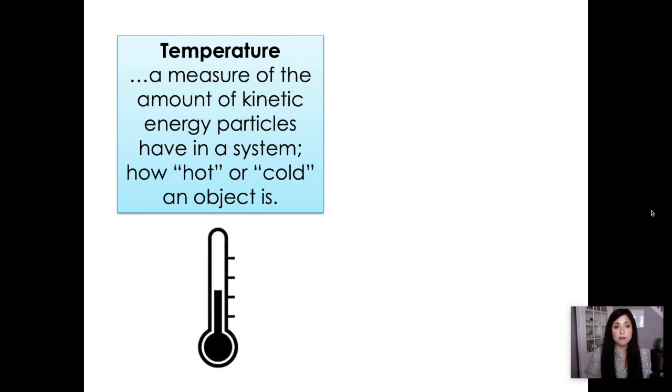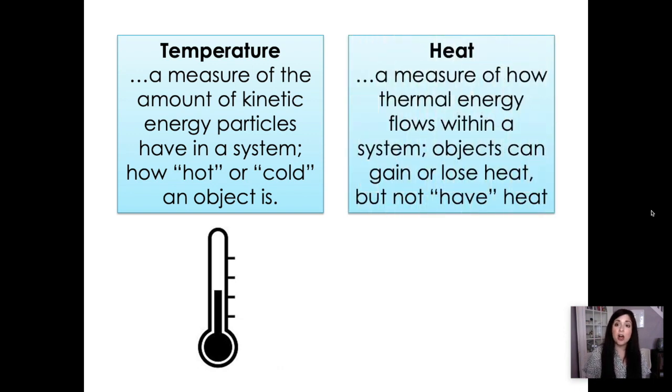So we do that with a thermometer. Like I said, that's the temperature of something. Temperature is a measure of kinetic energy, whereas heat is a measure of how thermal energy flows within a system. So objects can gain or lose heat, but they cannot have heat. They have a temperature, so they have a certain amount of energy that those particles have, and they can transfer some of that energy via heat. So it's how much energy flows within a system.